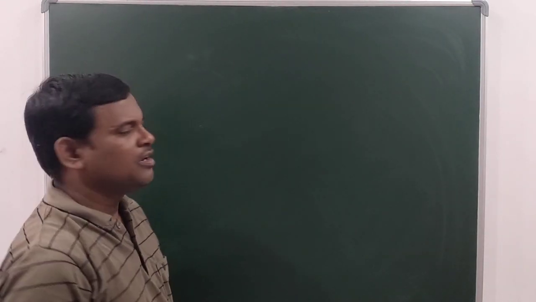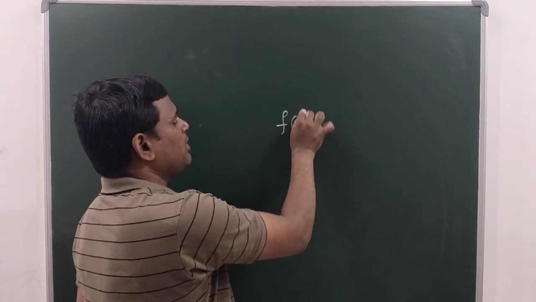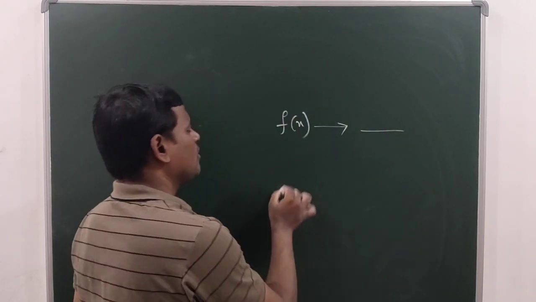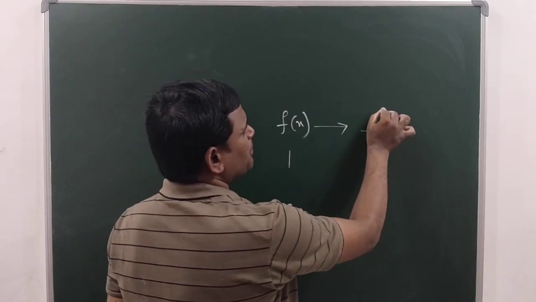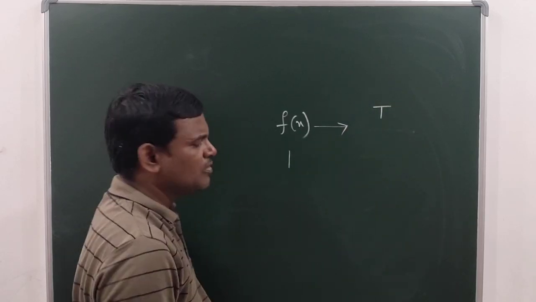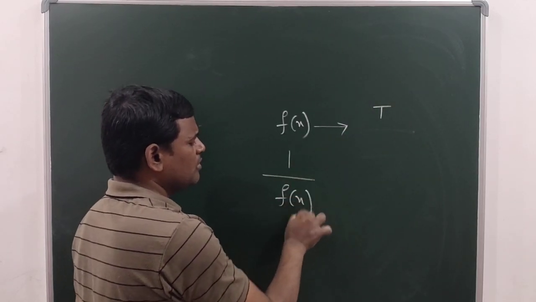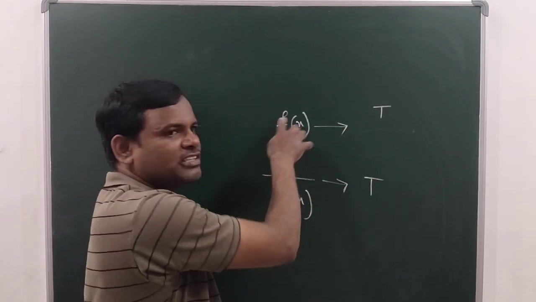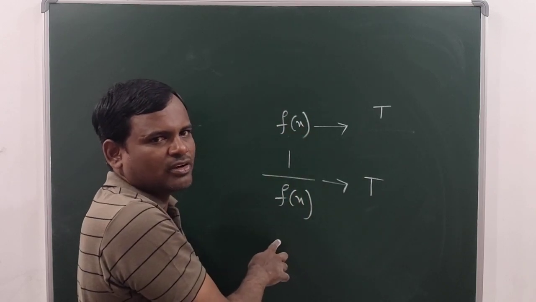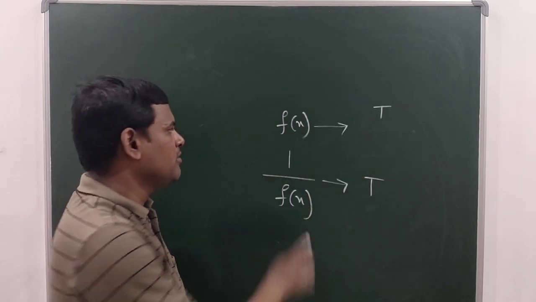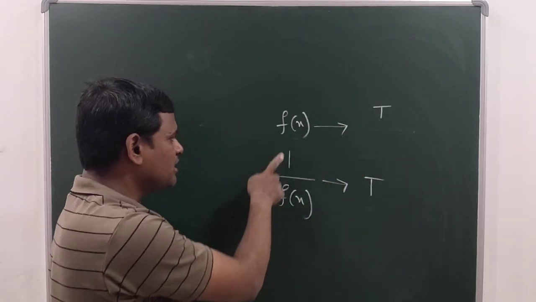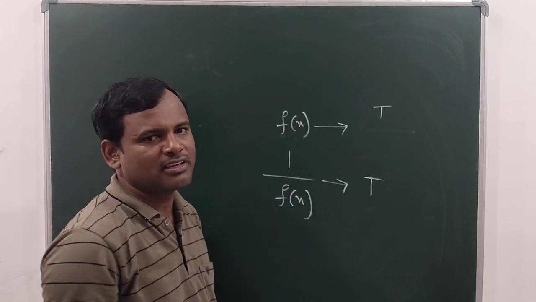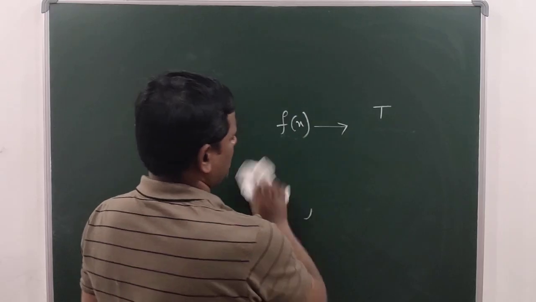Now suppose f of x is a function whose period is so and so. Suppose its period is t, and f of 1 by x, whose period will be t only. No change will come in its period when you take the reciprocal of this function. Observe this point. The period of this function is t, then the period of the reciprocal of this function will also be t, but 1 by t will not come.